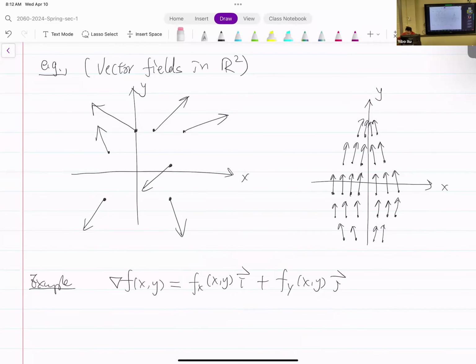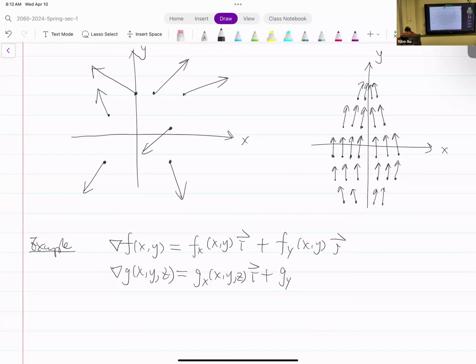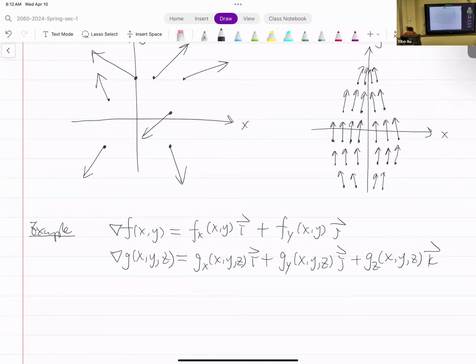And of course, if you think about the gradient of a multivariable function, it's the same situation. Let's say we have a little g, and then we take the gradient. It's going to give us g sub x of x, y, z in the i component, plus g sub y in the j component, and plus g sub z in the third component. Okay. So these are definitely vector fields.